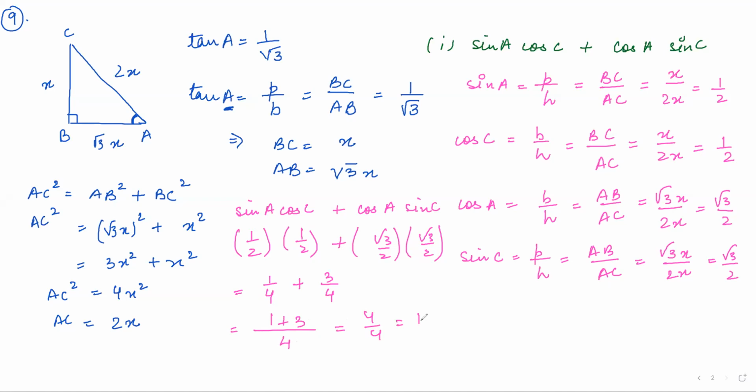Just put the values. So the second part you will try yourself. Same: first find all these four ratios, cos A, cos C, sin A, sin C, and put the values. Because the figure will be the same. You have already found all the three sides. Just find all the four ratios like this and put the values. So you will complete this.